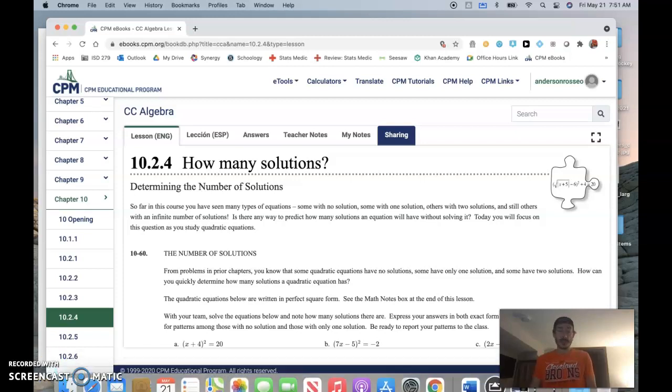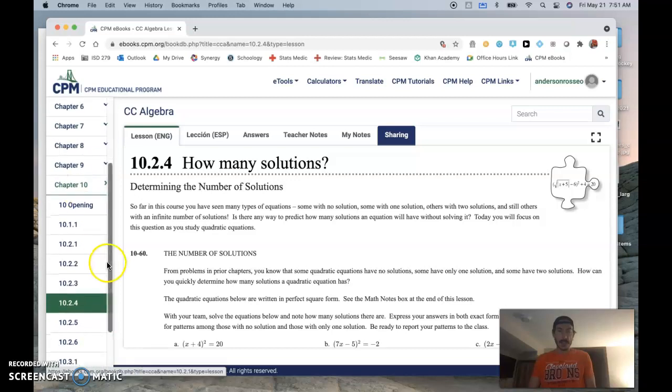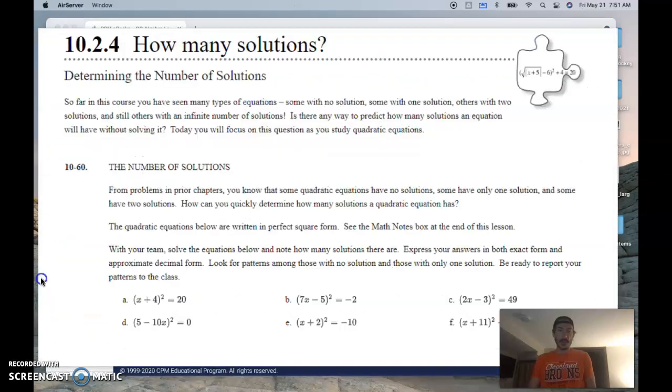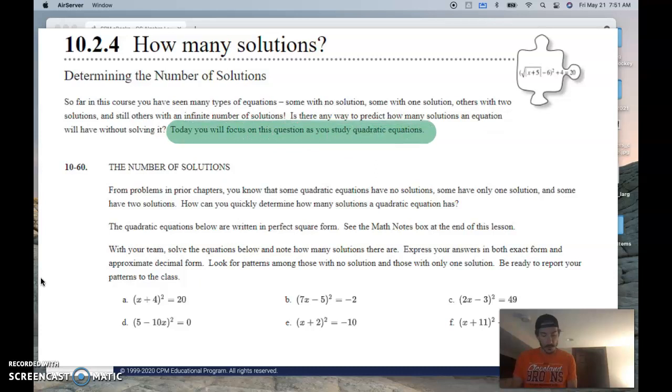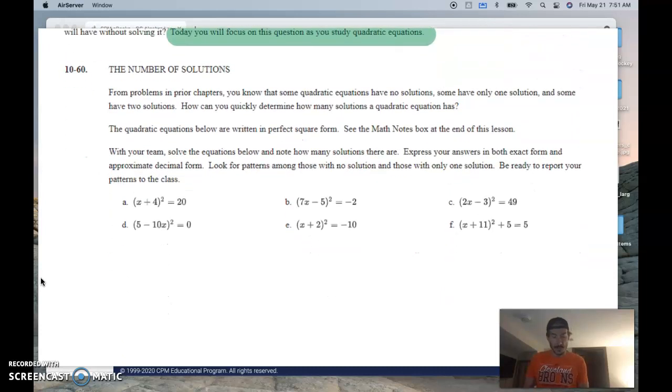Okay, so real fast, over here on the left-hand side, I've got my chapter index. I open up chapter 10, and I scroll down to section 10.2.4. And as we've seen in the past on my iPad, I do have some modified notes, and the focus, as I already mentioned, is going to be how we're going to identify in quadratics the number of solutions that we could have. We're going to start today with problem 10-60.